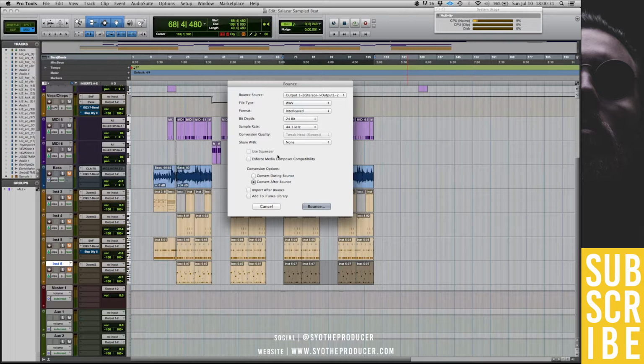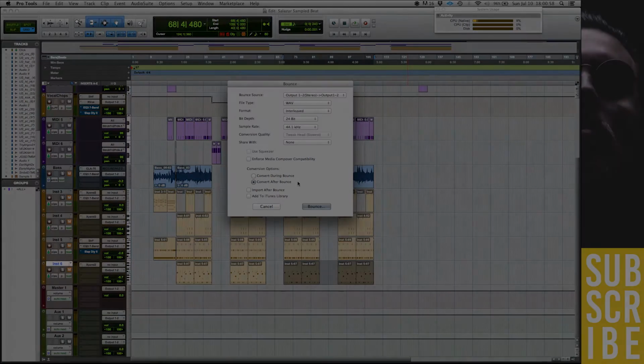I like to convert after the bounce just because it takes a little bit of pressure off the CPU and the RAM, or just the computer overall. So instead of doing two processes at the same time, it's just going to do one at a time, and it's going to be less heavy on the computer.